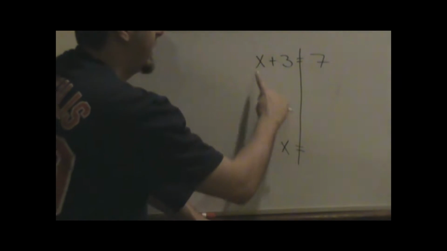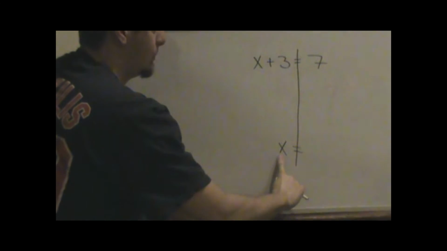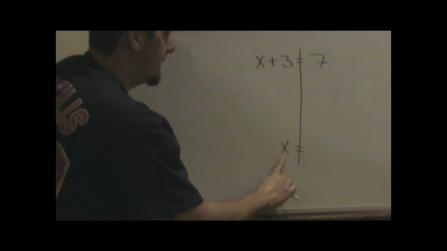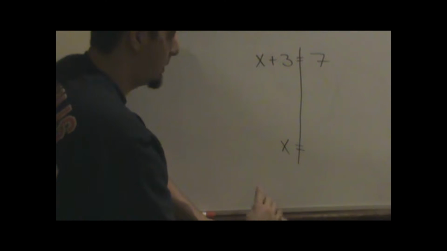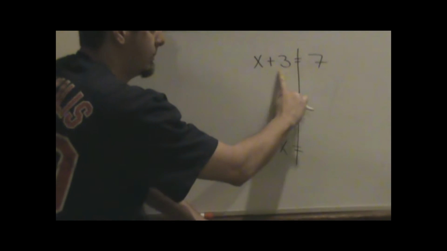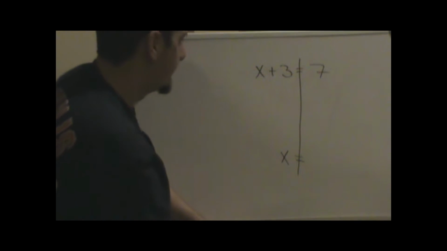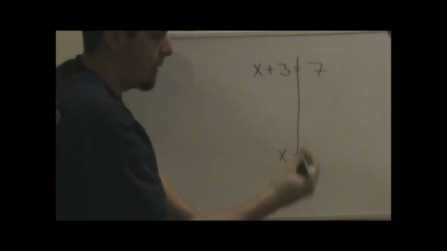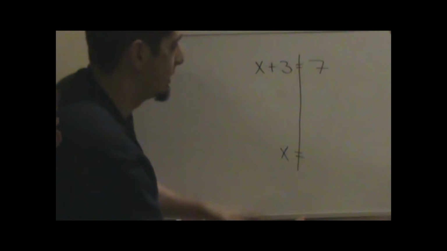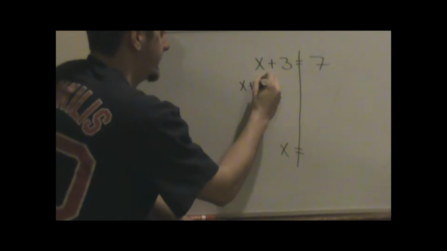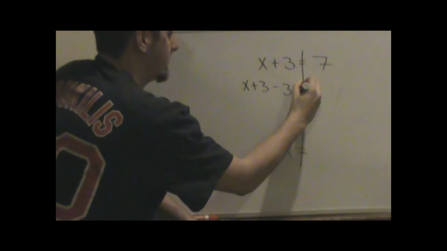So, right off the bat, I see my problem, and I know what my goal is. I know my goal is to get x by itself on this left side, because I want to know what x is. So that means this plus 3 is in my way. So how do you get rid of that plus 3 but keep the x? Well, you're going to do the opposite. Opposites cancel each other out. So the opposite of plus 3 is minus 3.